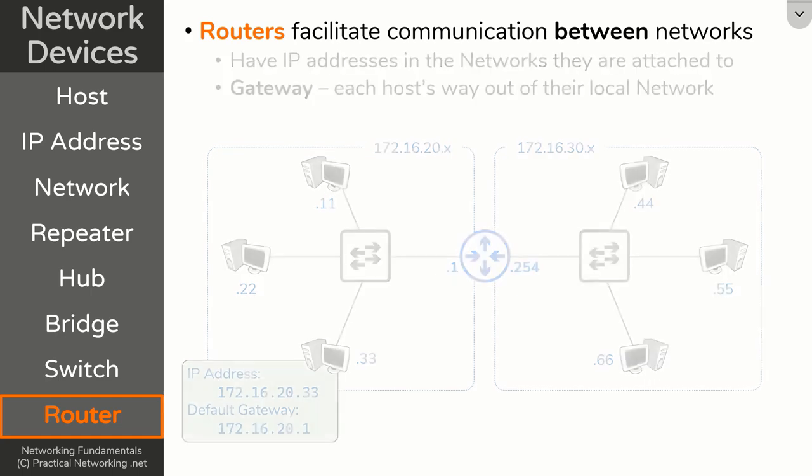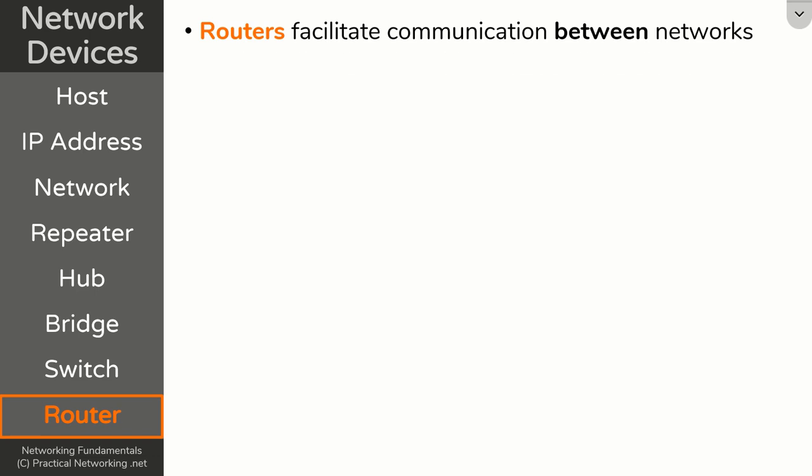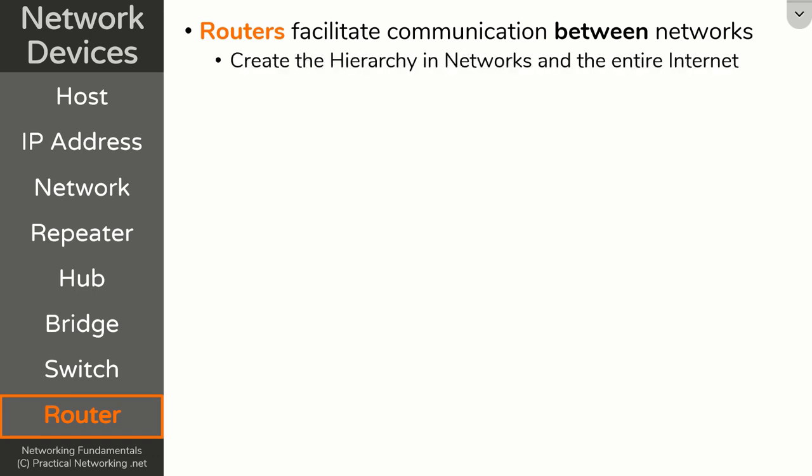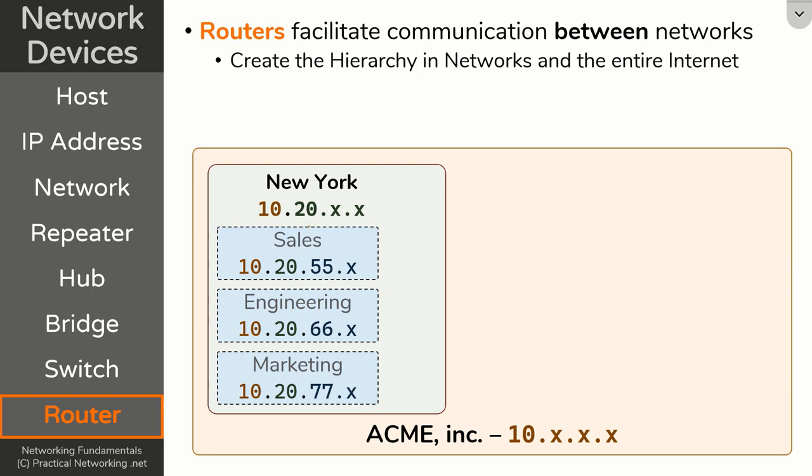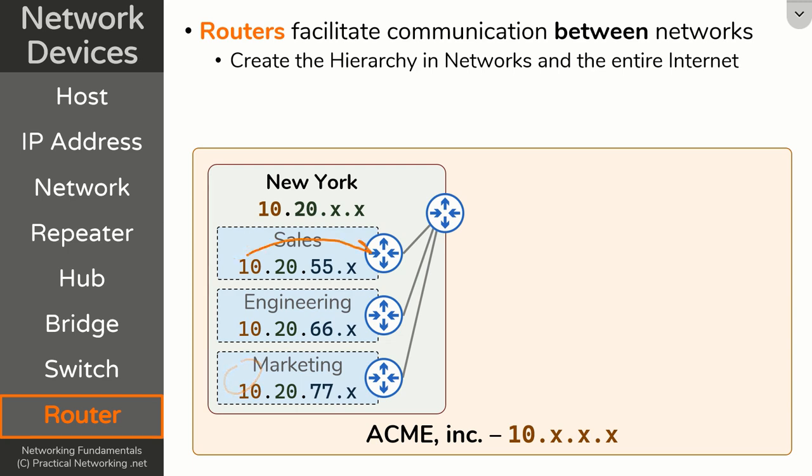Now, if we go a step higher than that, routers are actually what create the hierarchy in networks and IP addresses that we discussed in the prior sections of this lesson. For example, the New York office of the Acme Corporation that had all the different teams that each had their own IP networks, well, each of those networks are connected to different routers, and each of those routers are then connected to another router. And if a host in the sales team wants to speak to a host on the marketing team, it's going to use its gateway, which is its closest router IP address, which is then going to send the packet to the next router, and then finally to the host on the marketing team.